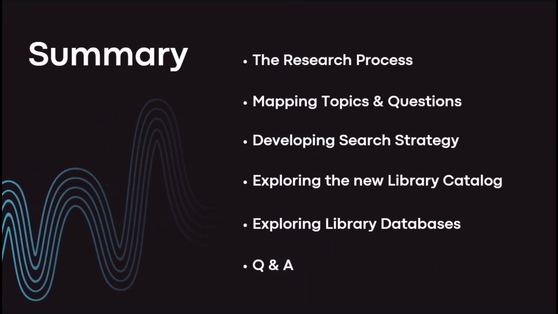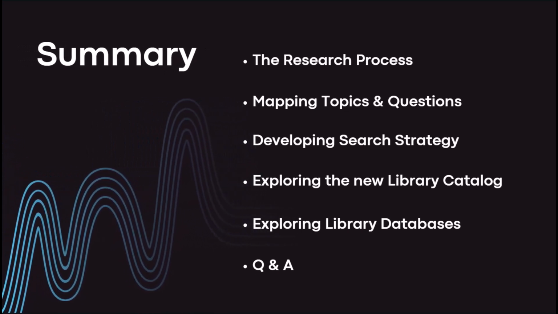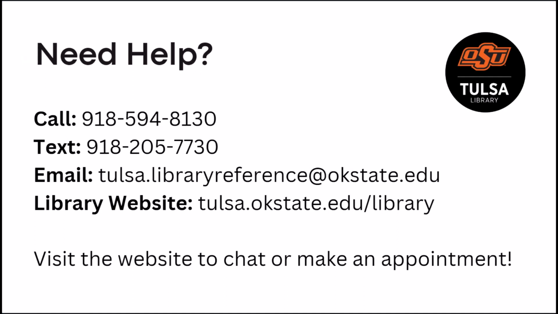Today, we covered quite a bit. We covered the research process, we discussed mapping topics and questions, and we looked at how to develop search strategies. We also explored the new library catalog and databases and looked at search examples. If you need research or citation help at any point during the semester, reach out to the library. You can call, text, email, chat with us online, and even make a one-on-one research appointment. The library is here to help you succeed.